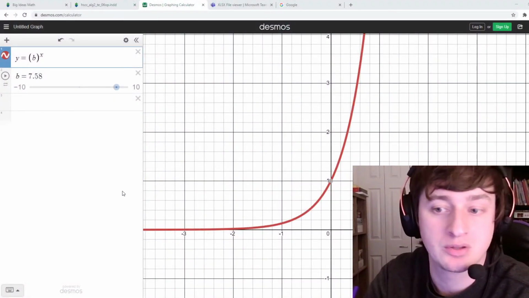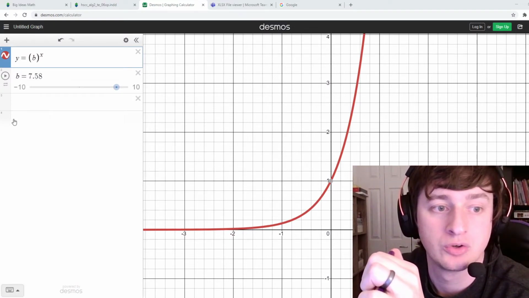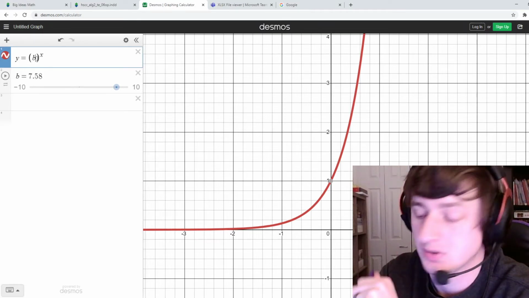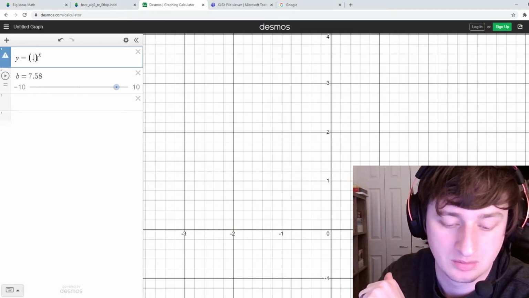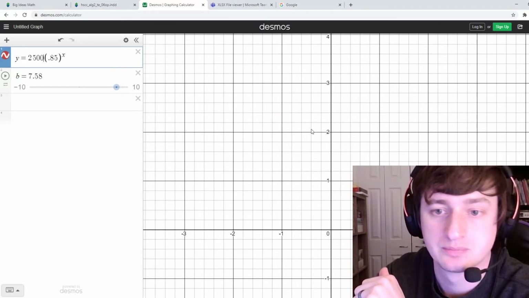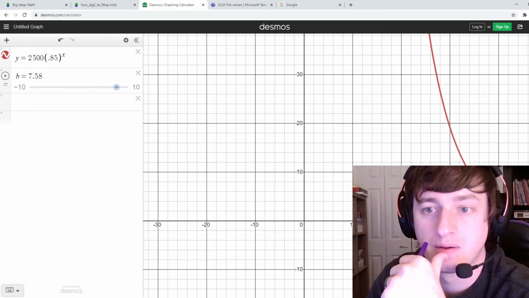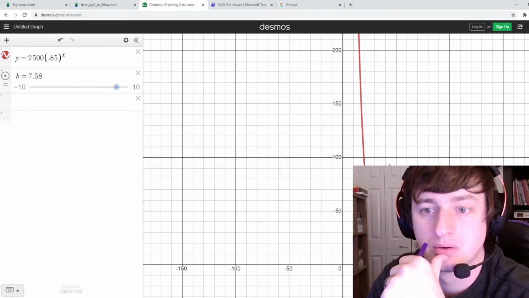We haven't talked about logarithms. You would need a logarithm to figure that out. We're not going to do that right now. We just want to know, okay, if this is 0.85 and this is 2,500, when will the y value be 800?